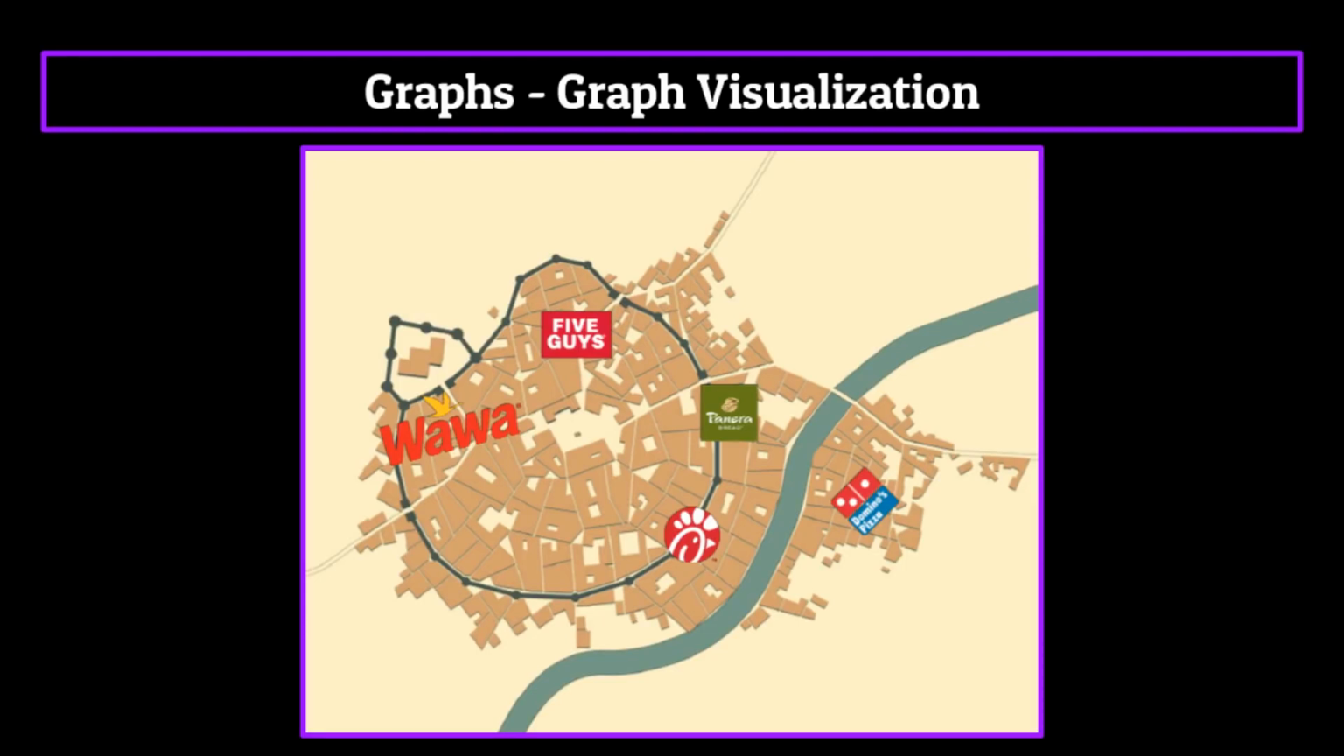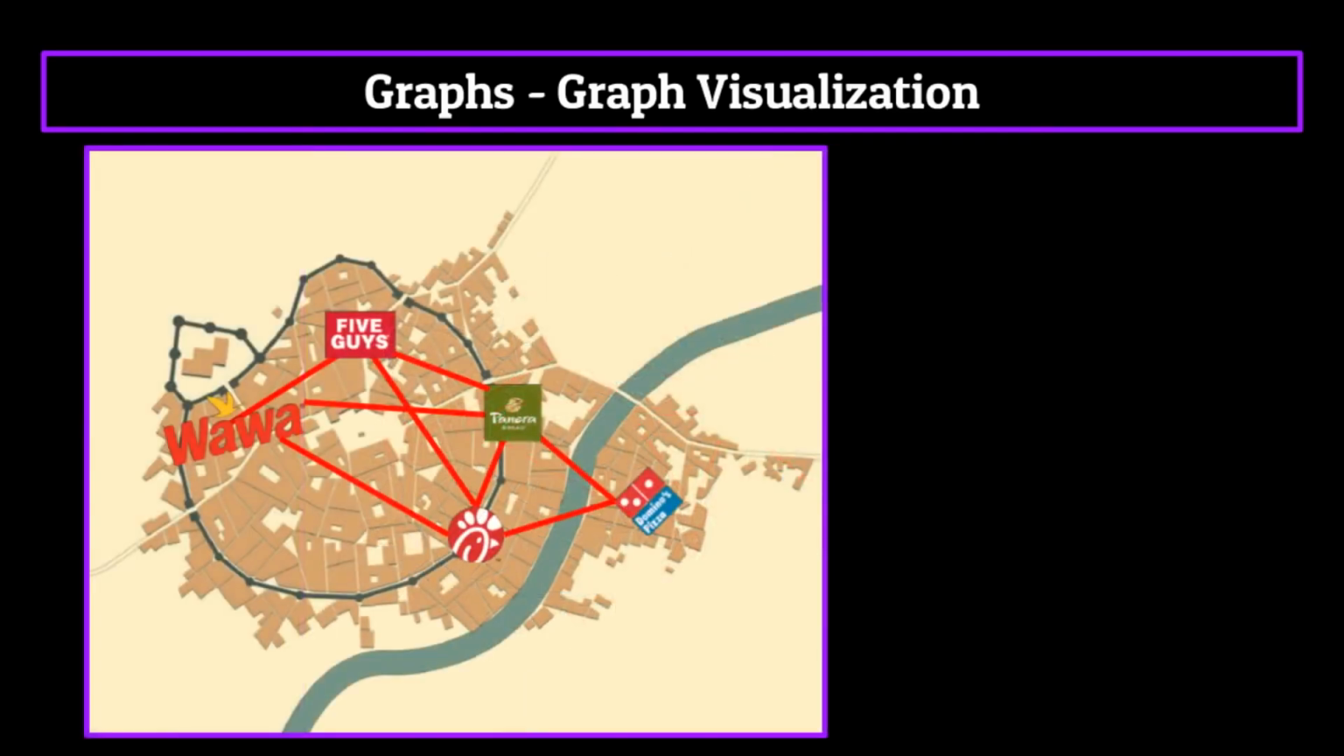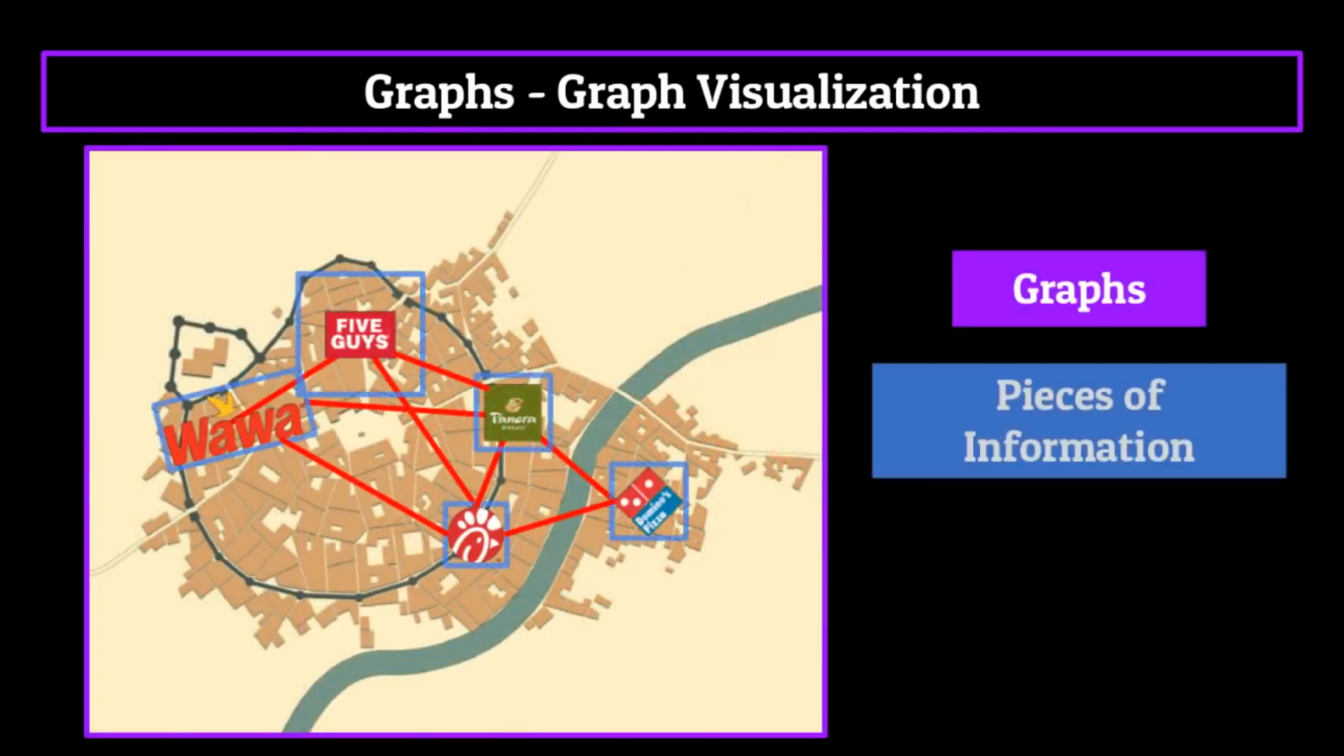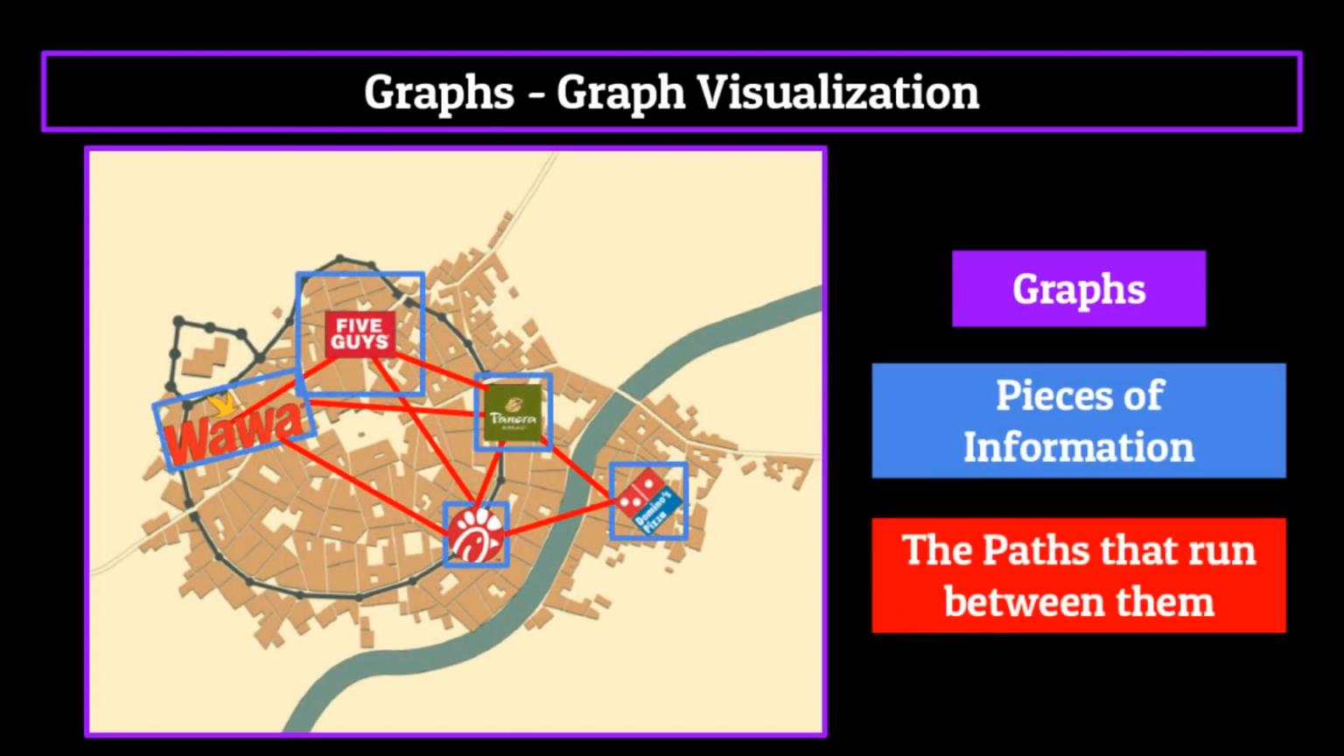Each food location has a few possible paths going to and from it, and so we add those to the map as well. Now you can see what we now have looks like a network of delicious foods. We can start anywhere, and all we have to do is make sure to hit all 5. You may not know it, but what we've essentially done here is set up a simple graph. Basically, graphs are composed of pieces of information, like the restaurants, and the paths that run between them.